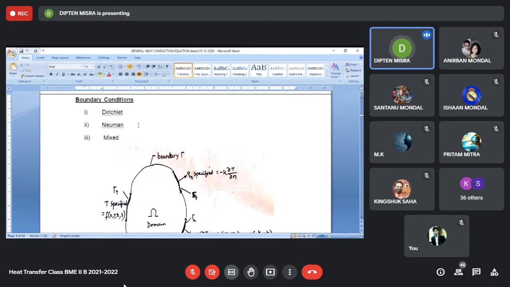Now that type of boundary condition will be called a Neumann type boundary condition, and that part of the boundary can be symbolized as gamma to indicate the boundary and q, small q, as a suffix to indicate that the heat flux is known.